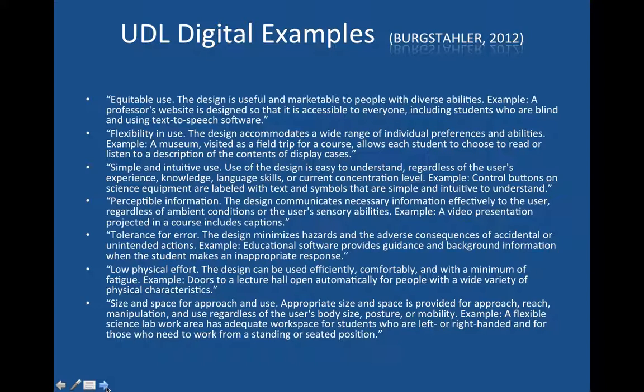Another digital example would be low physical effort. Maybe there could be doors to a lecture hall that open automatically for people with a wide variety of physical characteristics. And then size and space for approach and use. A flexible science lab work area has adequate workspace for students who are left or right-handed, and the same for desks and seating positions. Even obese or overweight students might not fit into the regular desks, and that might make them feel uncomfortable. And so that could be a physical access issue.